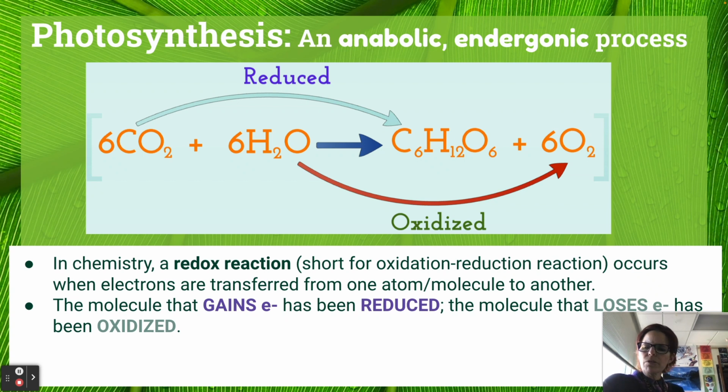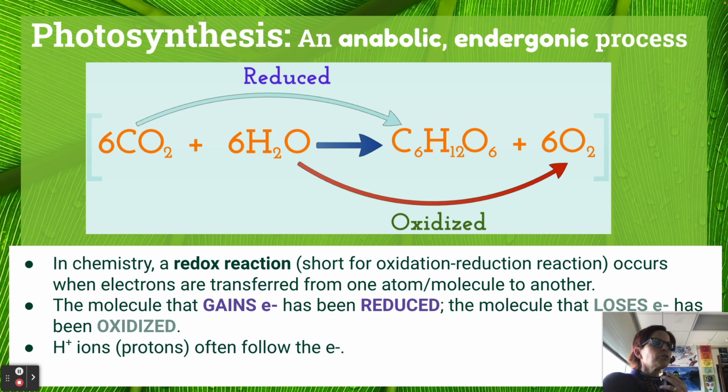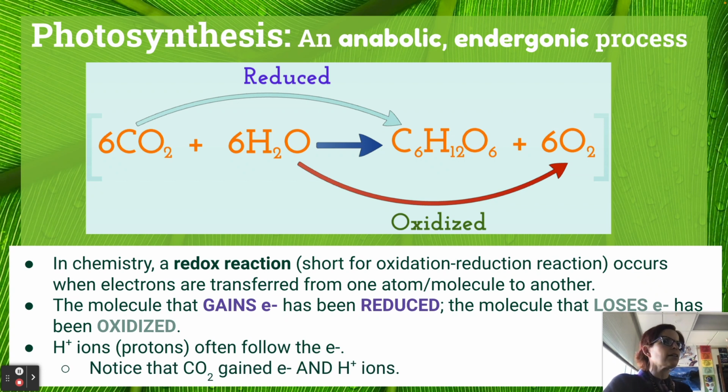The molecule that loses electrons has been oxidized. And then importantly, hydrogen ions often will follow the electrons. If the electrons go somewhere, they're negatively charged, then the positively charged hydrogen ions are attracted, and so the hydrogen ions will follow. We'll see that very clearly during photosynthesis and cell respiration. Notice in the equation, look at carbon dioxide and how it says it's been reduced.